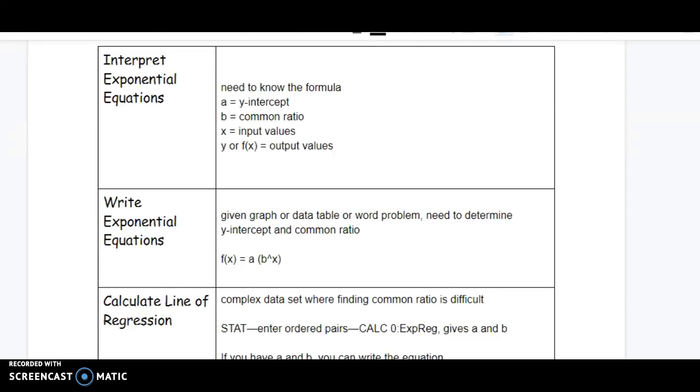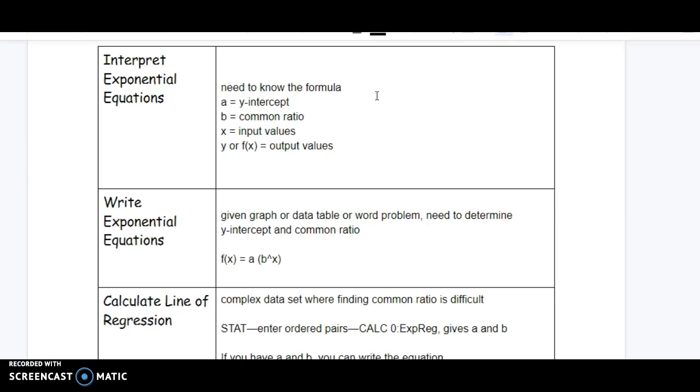Hey everybody, this is Miss Kaiser with just some final thoughts to make sure you are ready for your quiz on exponential functions. So I am using one of the documents that we have on Google Classroom where I gave you some I can statements, and then over here we had some notes.